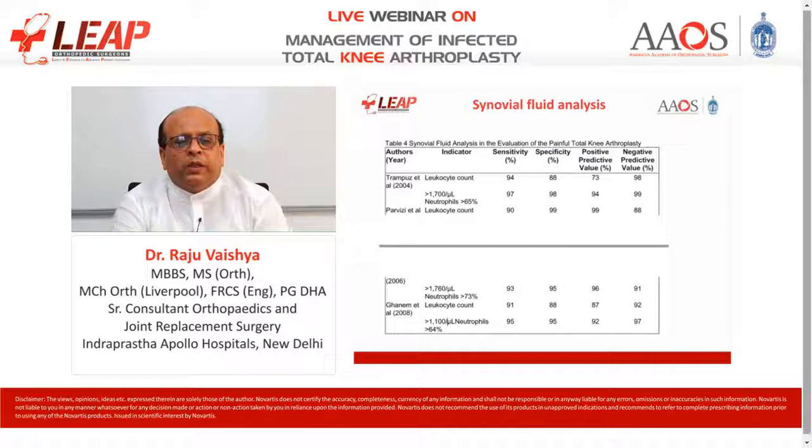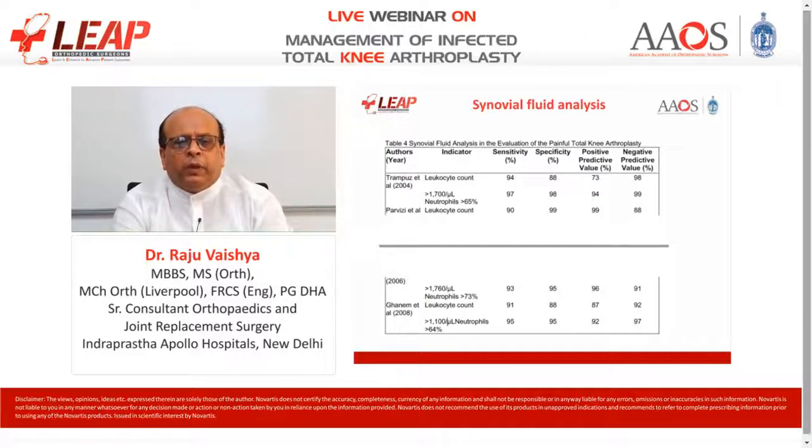Various authors over the years have seen and reported sensitivity and specificity of the synovial fluid analysis, and the positive predictive and negative predictive values, as shown in this chart.